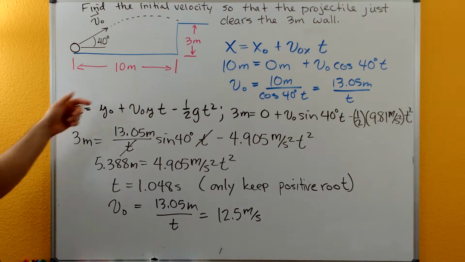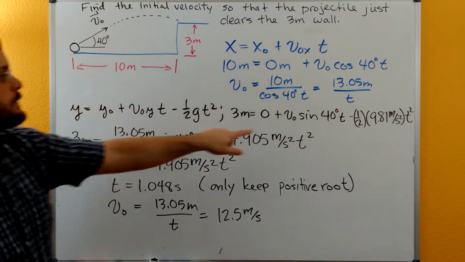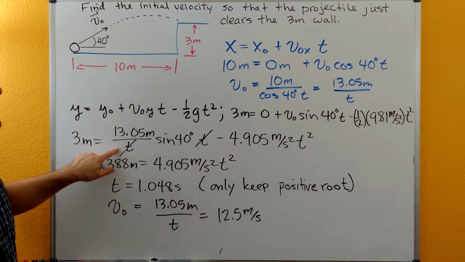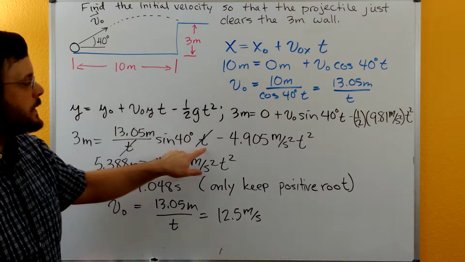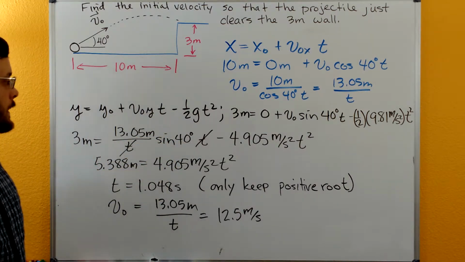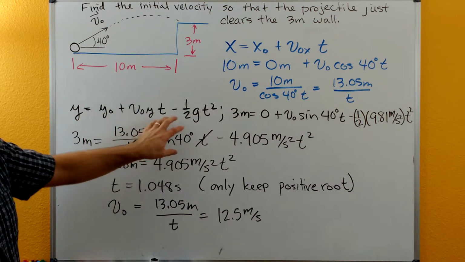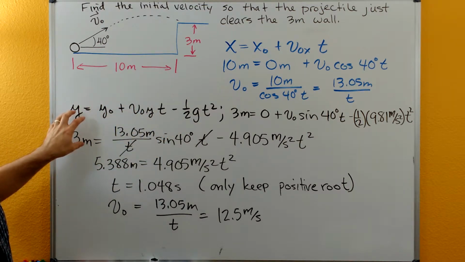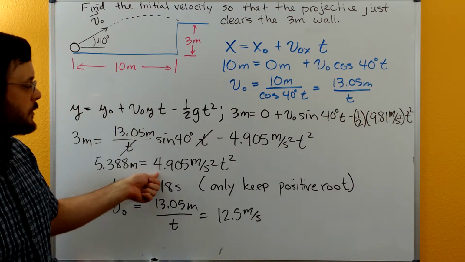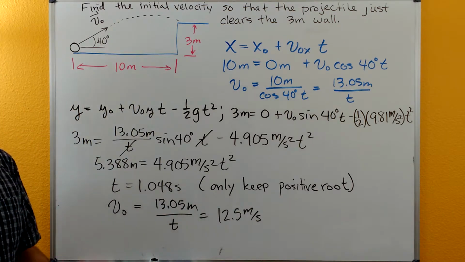And then now we'll plug in our expression here for v naught. So in place of v naught, we have 13.05 meters divided by time, times sine of 40, times time. So we can go ahead and cancel those two times out. This gives us a constant term here and a constant term here. So we can now combine these two constant terms and we'll get 5.388 is equal to 4.905 meters per second squared times t squared. And then we'll solve for time.